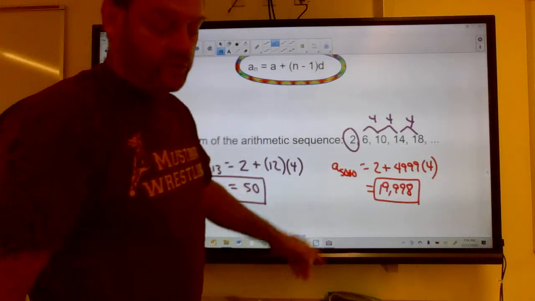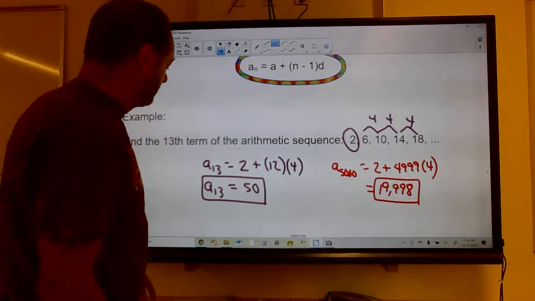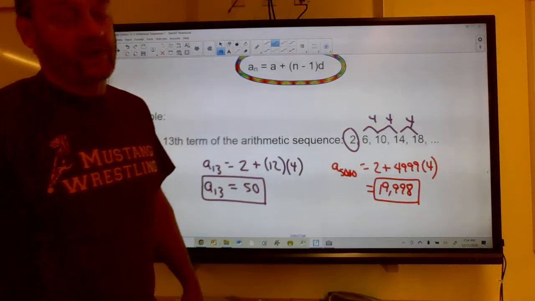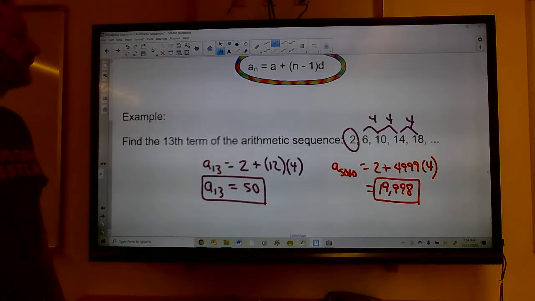Okay, this is more what you would see on a test rather than this, because this you could just kind of count up really quick. That, you're not going to count it up. You need to calculate it.